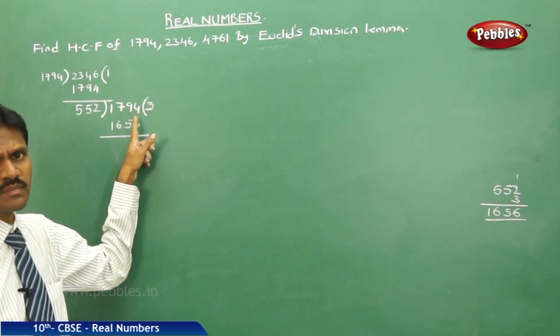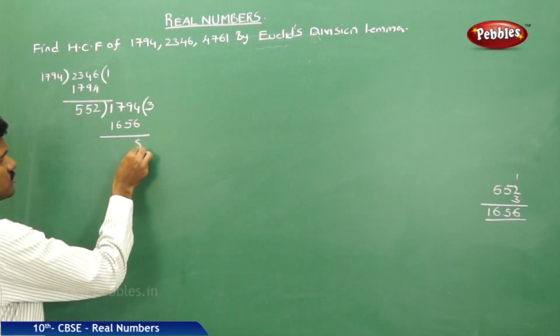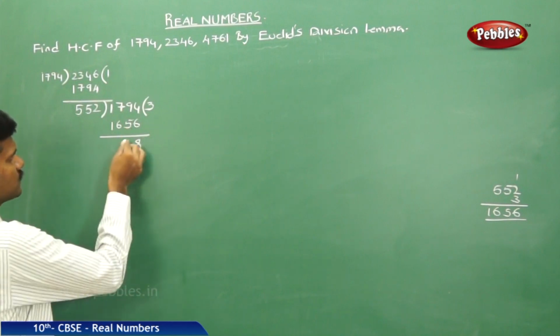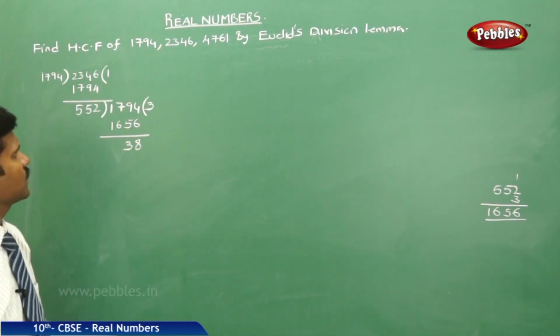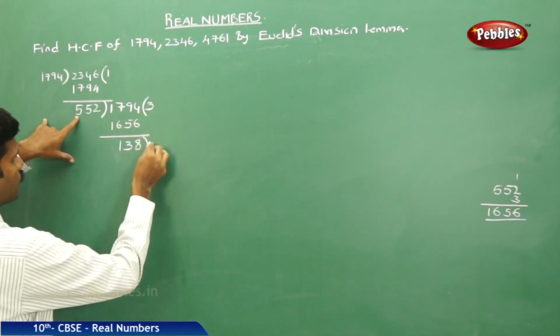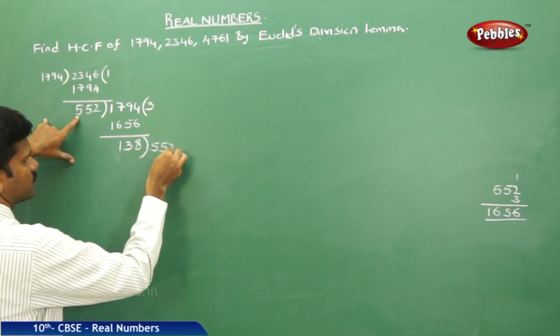Next, 14 minus 6, that is 8. Here 1 borrowed, 8 left. 8 minus 5, that is 3. 7 minus 6, that is 1. Now shift 5 5 2 here.